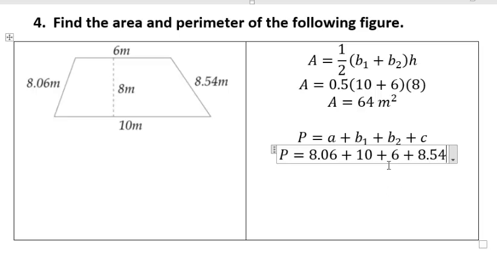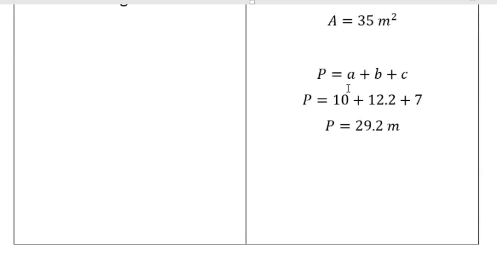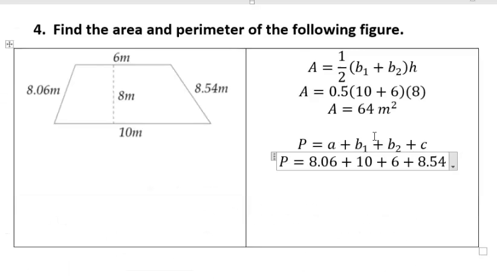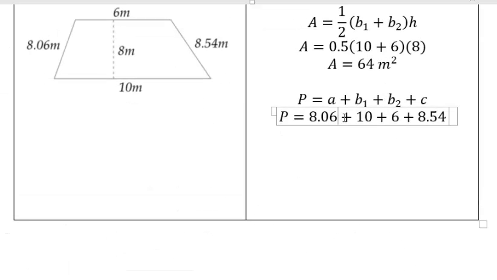Like I said, it doesn't matter in which order you put them. In this case, I put them in order. In the previous exercise, I didn't. I put them unorganized. It doesn't matter because you're adding. When you're adding, it doesn't matter in which order you put the numbers. You still get the same answer.